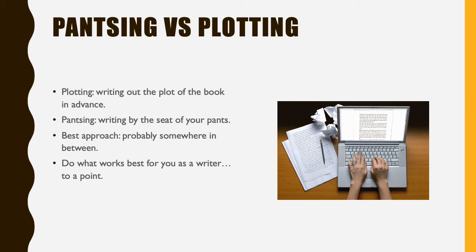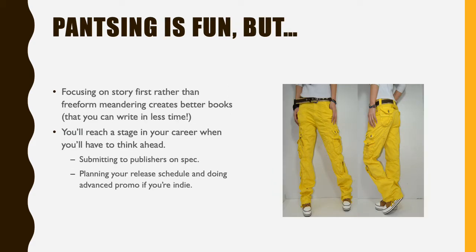The best approach is probably somewhere in the middle, but you should do what works best for you as an author, because anyone who tells you that there's one sure way to write a book is lying. But only to a point. Because pantsing is fun, but you should plan ahead for 2 major reasons. The first is that focusing on story rather than freeform meandering as you write creates better books that you can write in less time. And I teach a whole separate workshop on that.